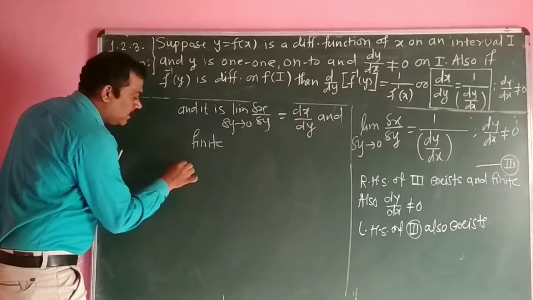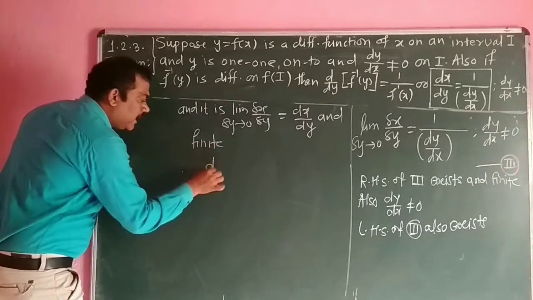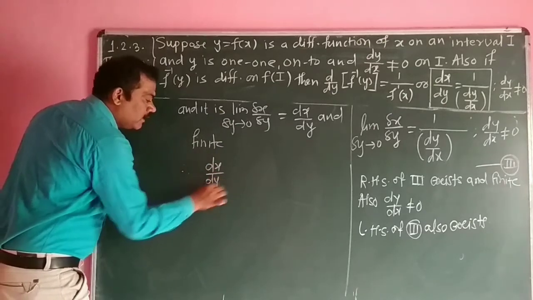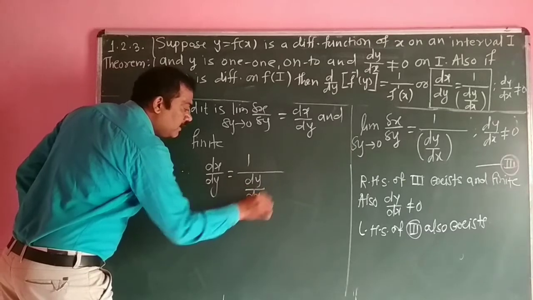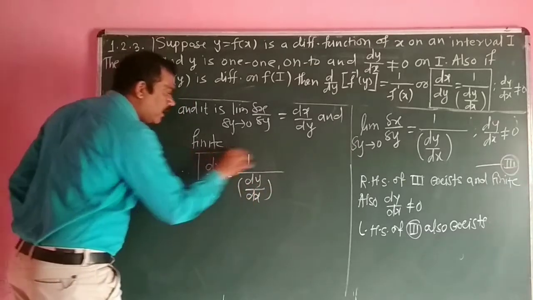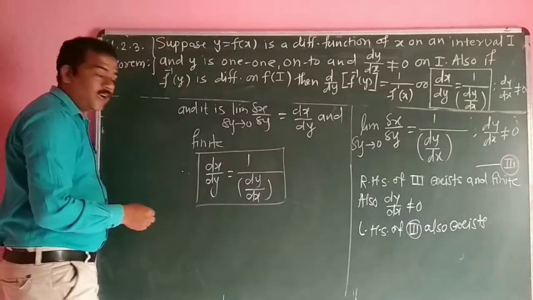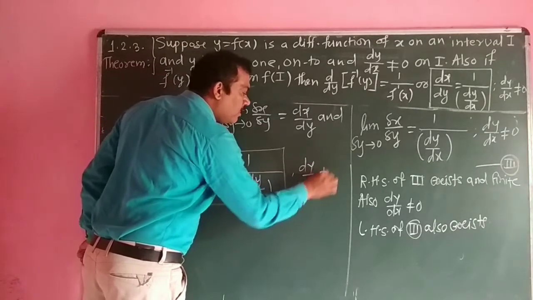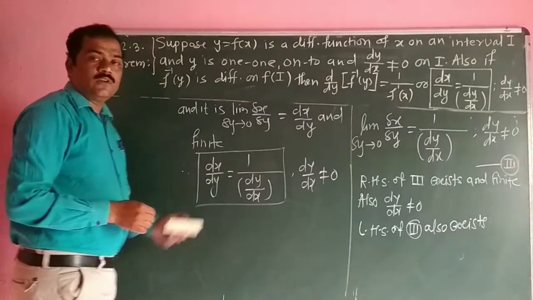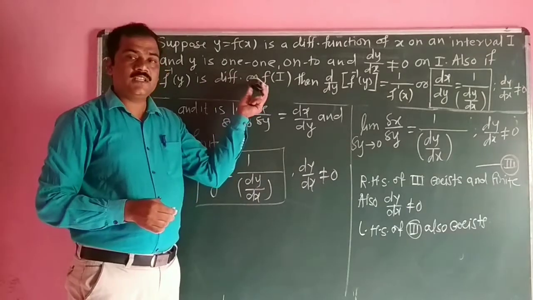Therefore, 3 becomes dx by dy is equal to 1 upon dy by dx, where dy by dx is not equal to 0, which is the required proof of this theorem.